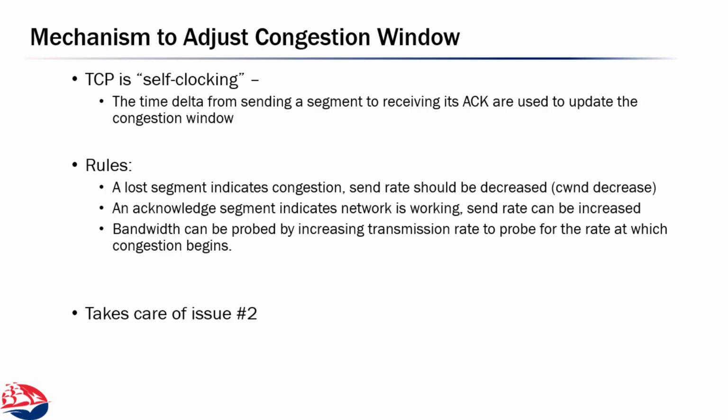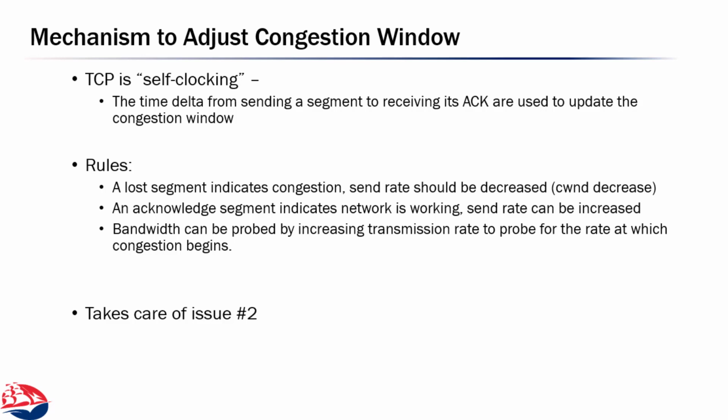The rules then are: a lost segment indicates some congestion. So if I send some data and don't get anything back, that tells me that I've sent too much data. So then I should reduce the congestion window. On the other hand, every time that I send data and I get a reply back, that tells me that the network is working and it can handle more data. So I should slowly start to increase my window size to let more data be sent. Or I could just probe. I could throw a bunch of data out and keep increasing the data rate until I find the limit that the network can't handle anymore.